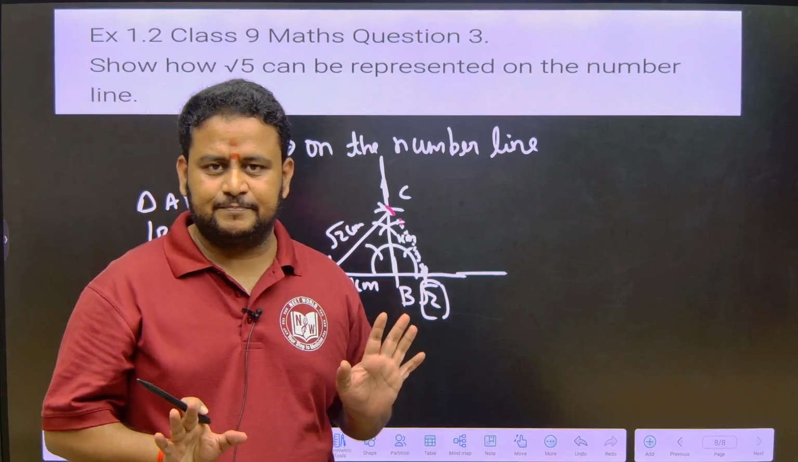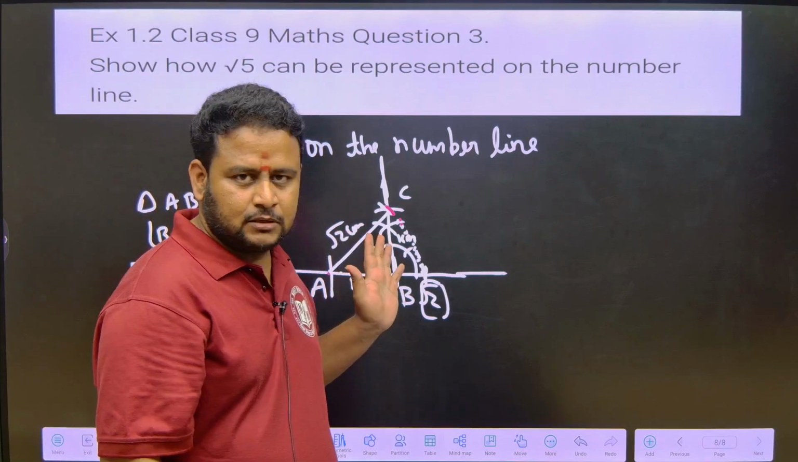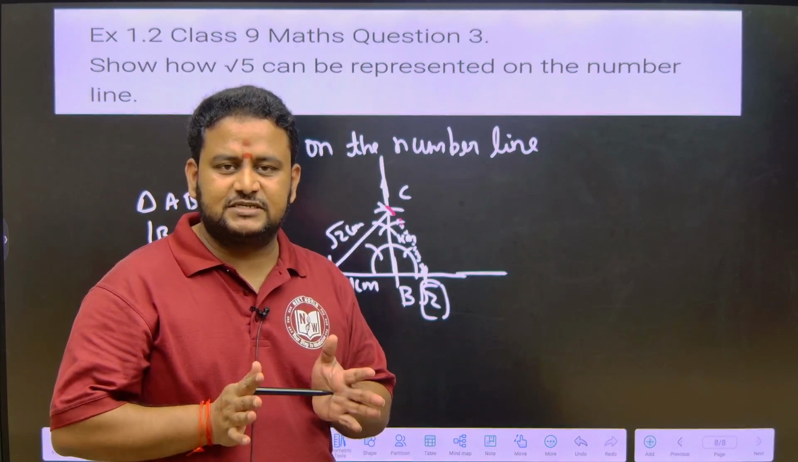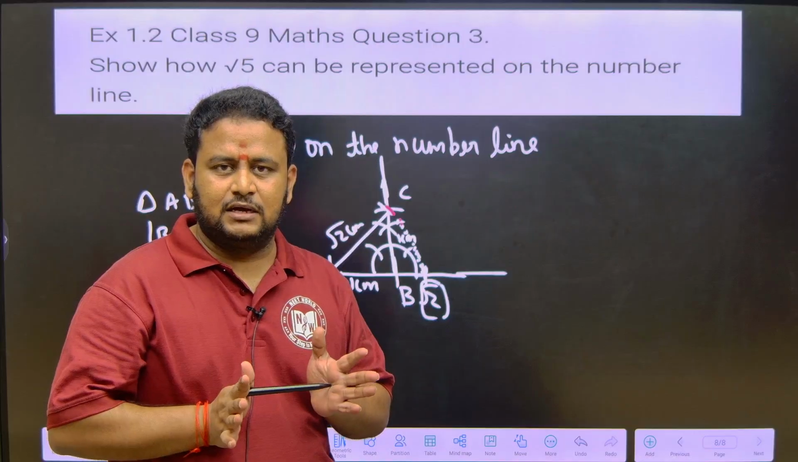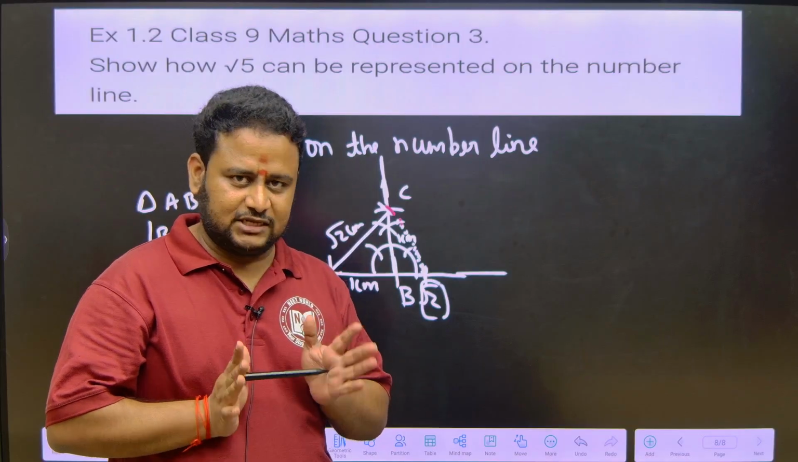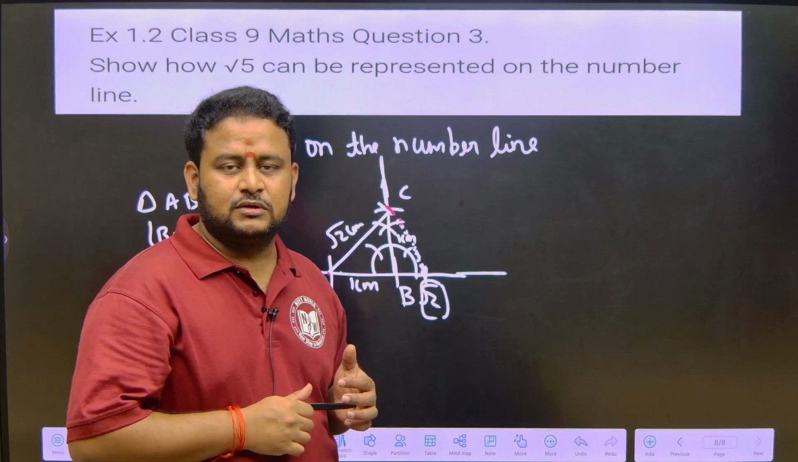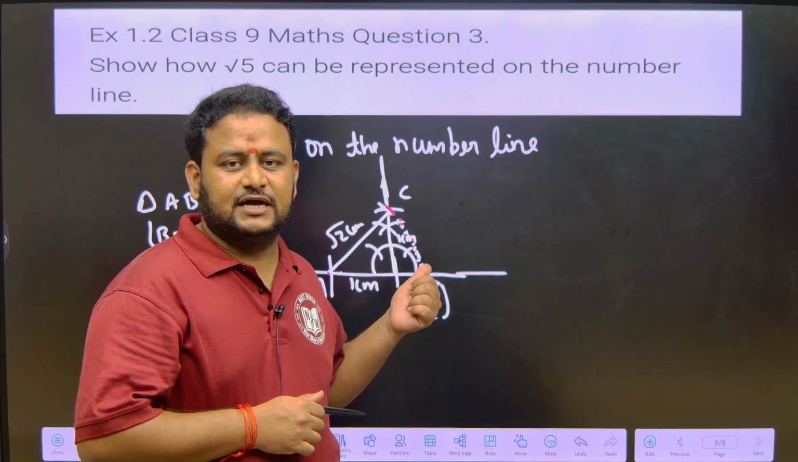I hope it is clear till here. Now, the homework for you is to represent root 3 and also root 5 on the number line, friends. I hope you will be able to do it. In the next class, I will be doing it in the class itself.